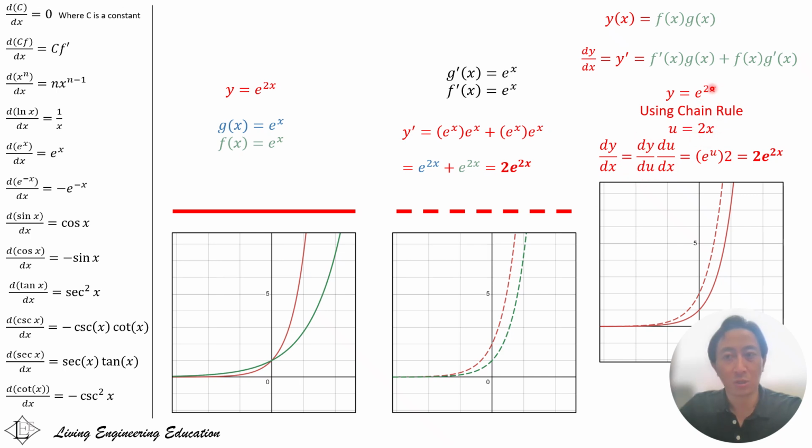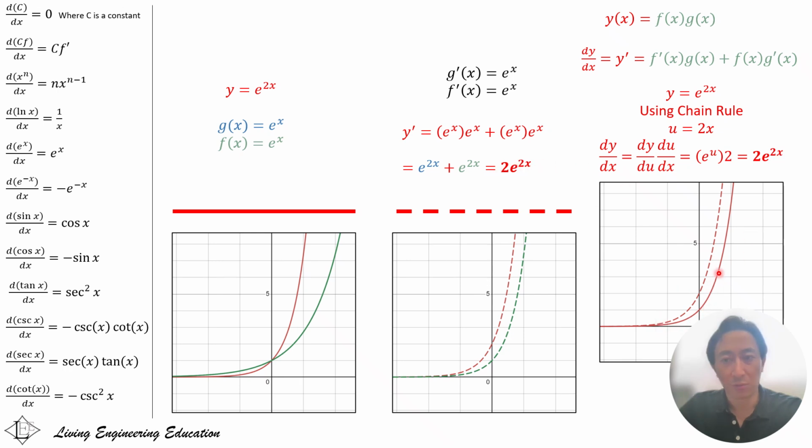So dy du would be e to the power u, right? So it's essentially this function here. So we get e to the power u times du dx. Du dx would be d 2x dx, which would just be 2. And then we substitute 2x back for u in this e to the u function term. And we get 2 times e to the 2x, which we see here, right?